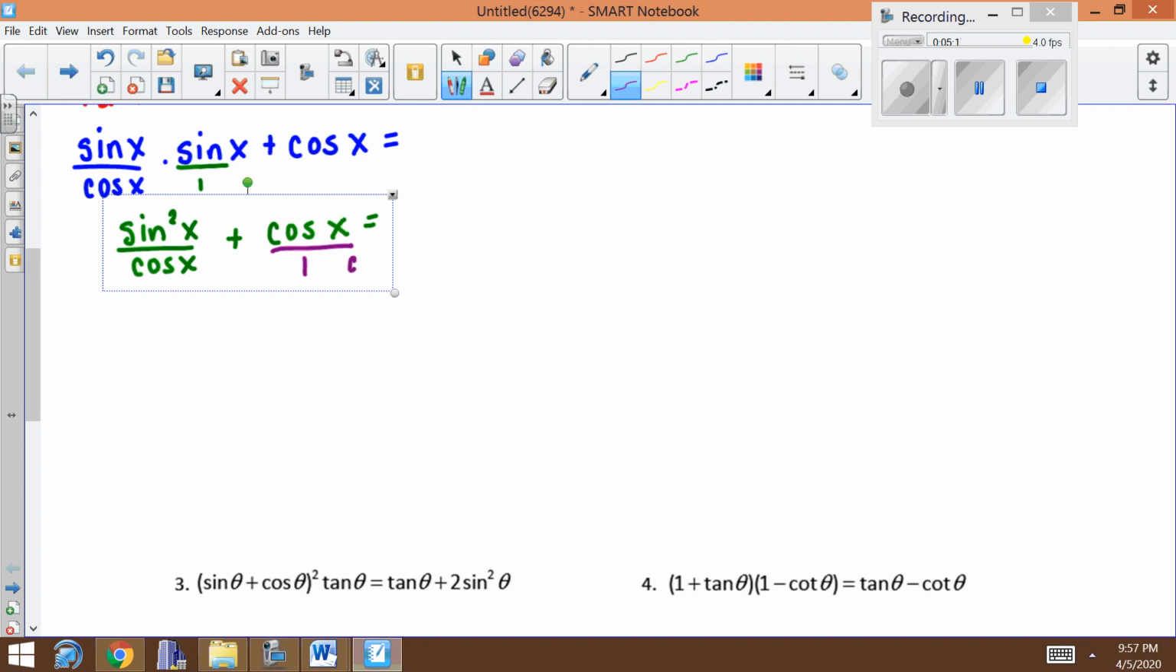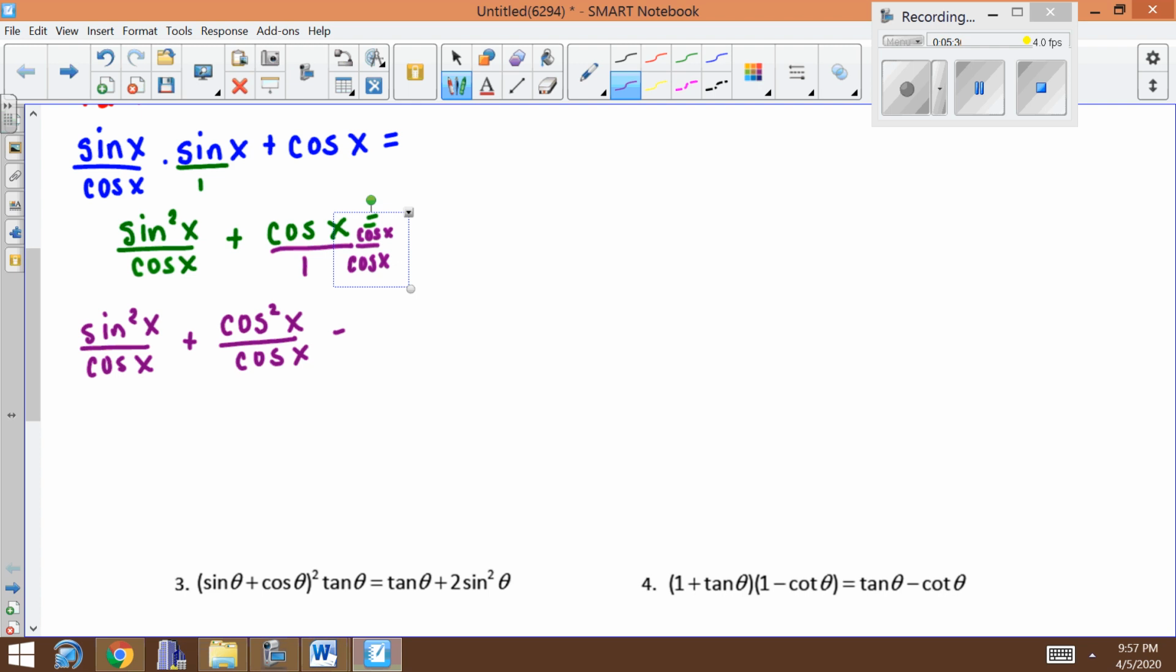So we can only do things that would be equivalent. But if I multiply numerator and denominator by the cosine, that's really multiplying by 1. That doesn't change it. So that will get us some common denominators. I'm going to rewrite this part. So that gives us cosine squared over cosine. Now that we have common denominators, I can add together that numerator.